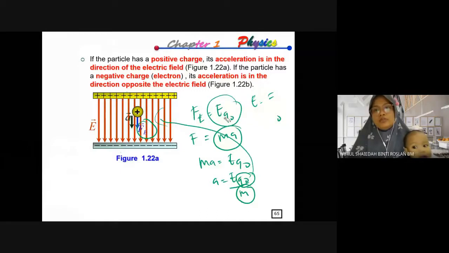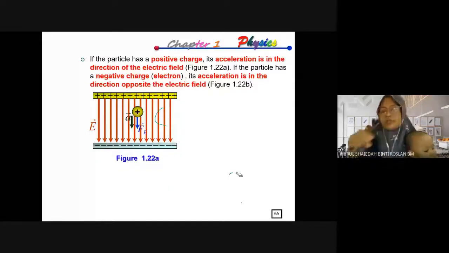Okay. Kes kedua adalah bila you punya charge you adalah negatif. Okay. Ni charge you adalah negatif. Sama electric field. So what happen kalau dia negatif? Dia mesti ikut arah yang opposite, right? So, dia akan bergerak ke atas.